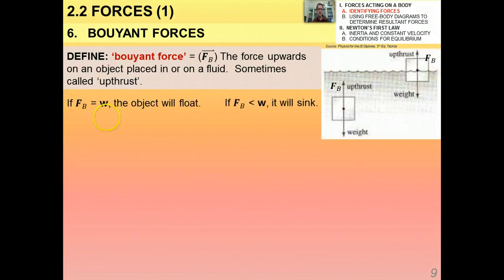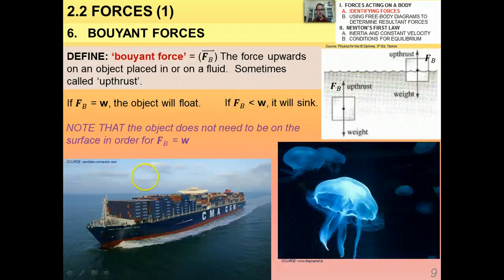So, if the buoyant force is equal to the weight, the object will float. If the buoyant force is less than the weight, then it will sink. And that's that. I mean, pretty straightforward, right? Note that the object does not need to be on the surface in order for the buoyant force to equal W, the weight, for example.